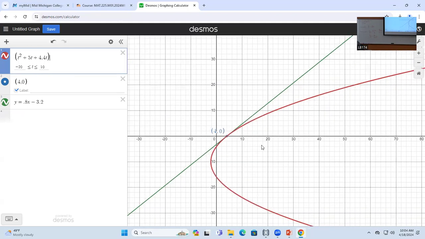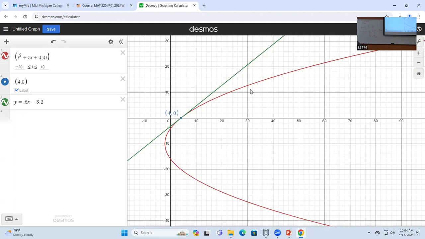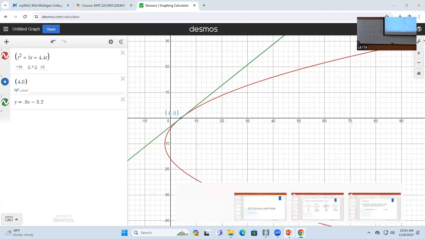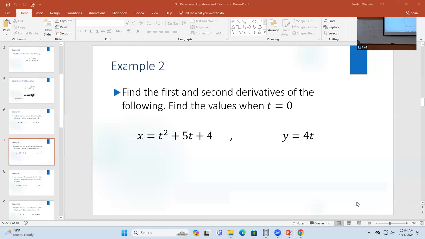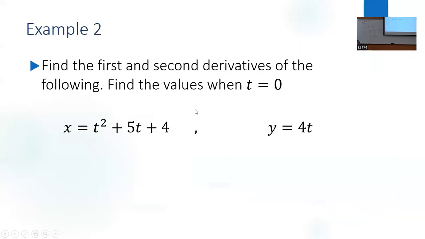So notice something about this parabola. This parabola fails the vertical line test, but we can still find the slope of the tangent line for any point on this parabola. So even though it's not y is equal to a function of x, we can still find the slope of the tangent lines. And as we saw, second derivatives we can find as well.